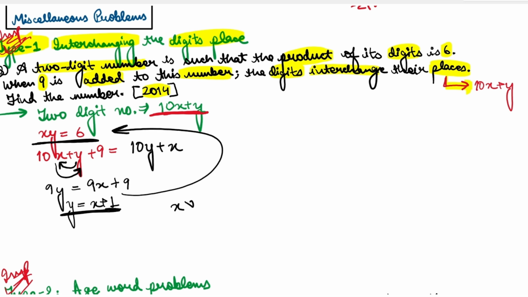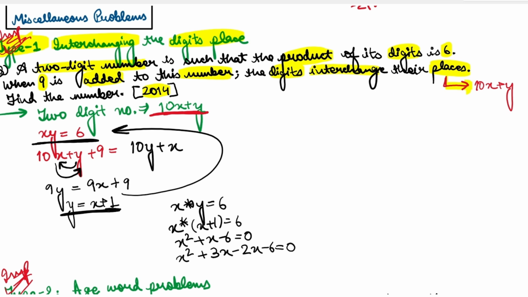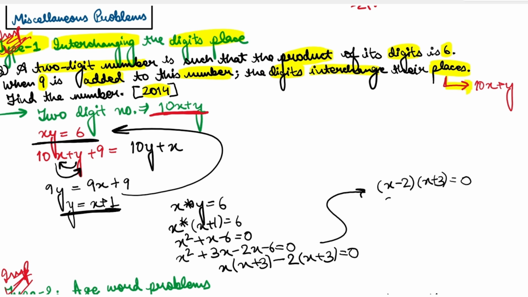So we can write it as x into y is equal to 6. So you get it as x into x plus 1 is equal to 6. You get it as x squared plus x minus 6 is equal to 0. So you can write it as x squared plus 3x minus 2x minus 6 is equal to 0. So x minus 2 into x plus 3 equal to 0. इसे सॉल्व करेंगे फर्दर. x minus 2 and x plus 3 is equal to 0. तो x का वैल्यू आएगा 2 और minus 3.